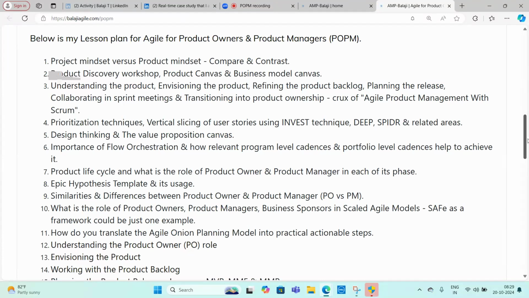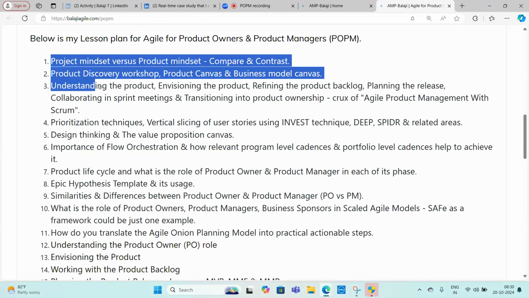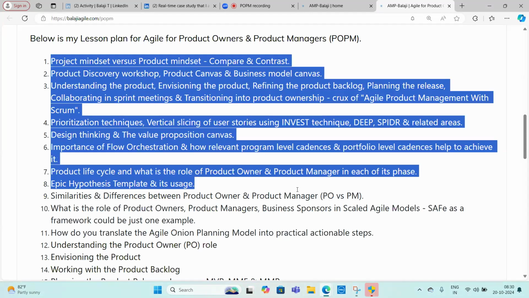Understand one thing. Product owner is a tactical role, whereas product manager is a strategic role. Product owner owns the product backlog alone, whereas a product manager owns the entire product roadmap itself. So, keeping that in mind, I have formulated a lesson plan from a pragmatic approach.